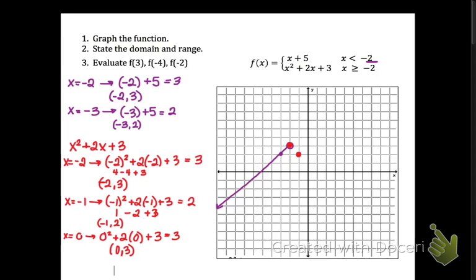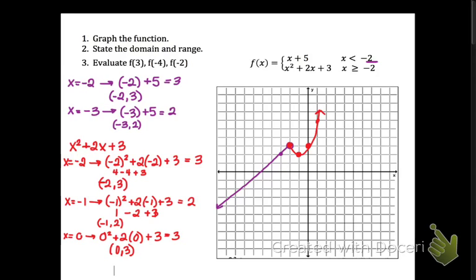And then we have 0, 3. This is going to be a parabola. I know that because it's an x squared. If you're not sure what this should look like at this point, go ahead and do one more. Do x is equal to 1, and you would find out that you would get this point right here. That's because this is going to be a curve that looks like a parabola. It's a U-shaped graph. So that is our entire graph.